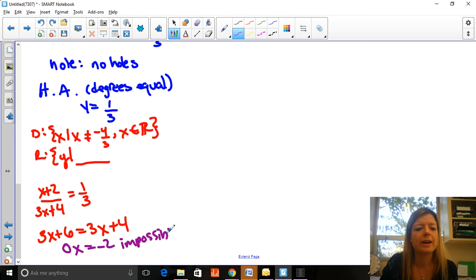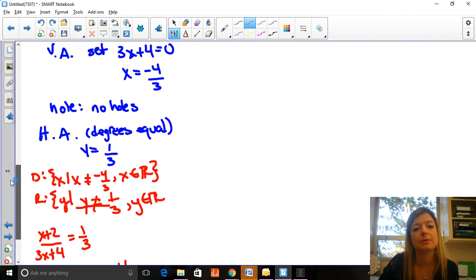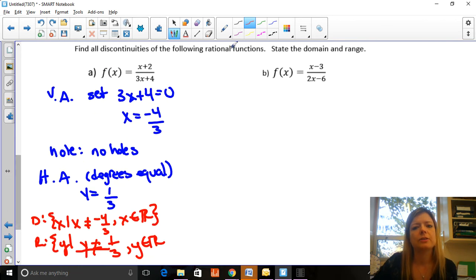So therefore, it never actually does cross the horizontal asymptote. So I can write there that y does not equal 1/3. Okay, but you have to check that first because sometimes it does cross the horizontal asymptote. Okay, so let's try this one.